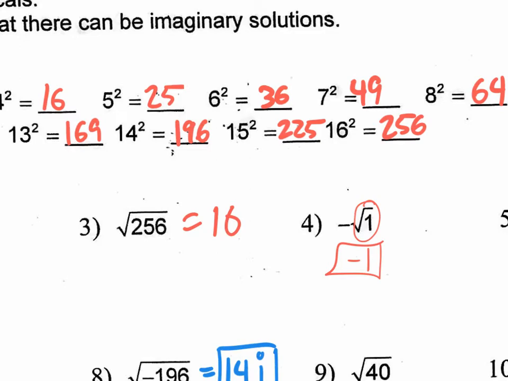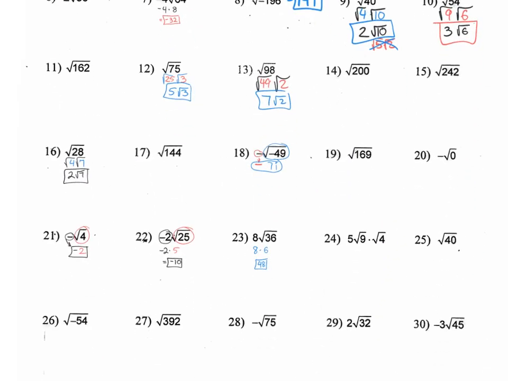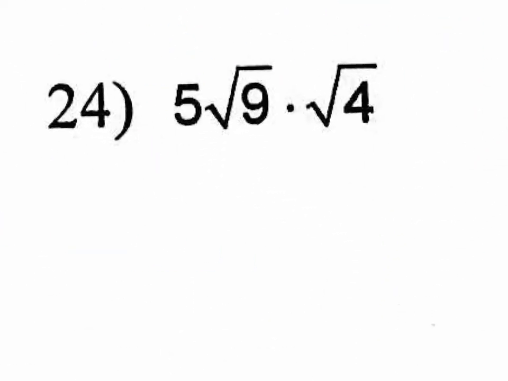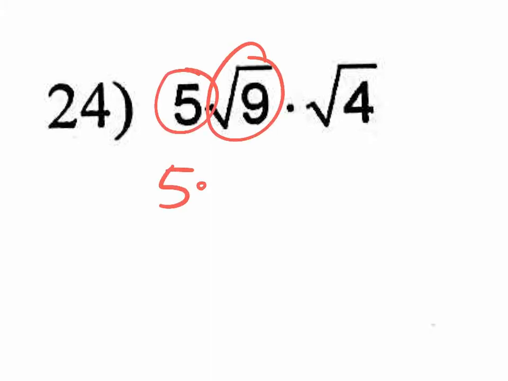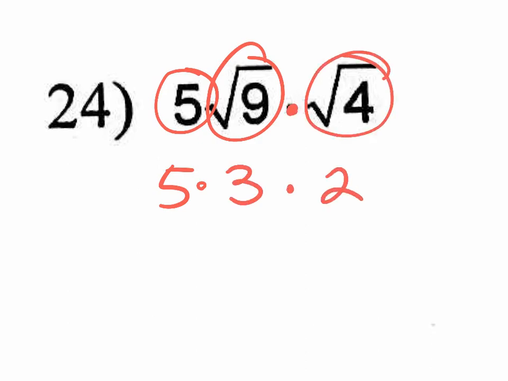Okay, somebody said 24? 24, fun stuff. I really have 5, let me write that down, times square root of 9. What's square root of 9? 3. And then times, and what's square root of 4? 2. Times 2. See, no more square roots. So what's 5 times 3? 15. And what's 15 times 2? 30.